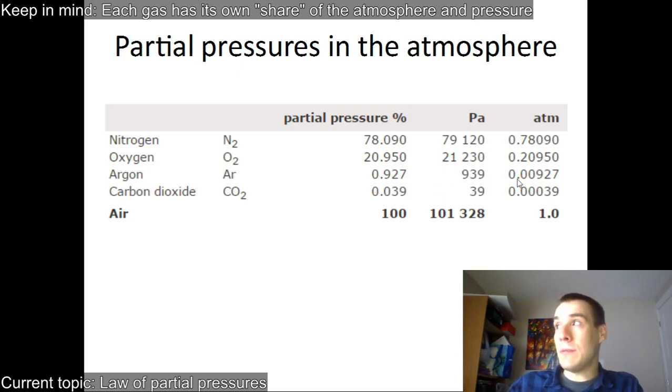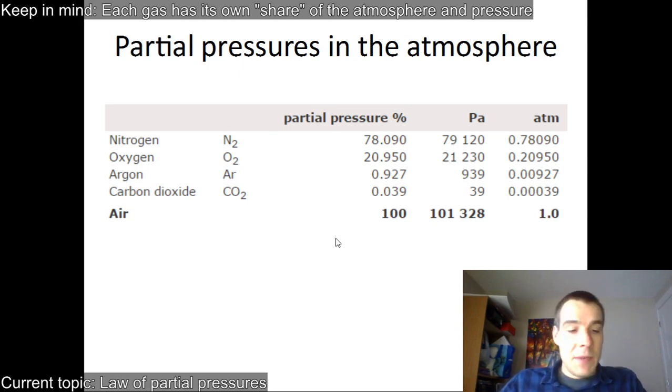Oxygen is 21% of the air, and it's 21% of the pressure. Argon is about 1% of the pressure, because it's about 1% of the air. And carbon dioxide is, again, this is an old chart. This is 0.039. Now it's 0.042. We've gained almost a percent on that, almost 10% on that since this chart was made.